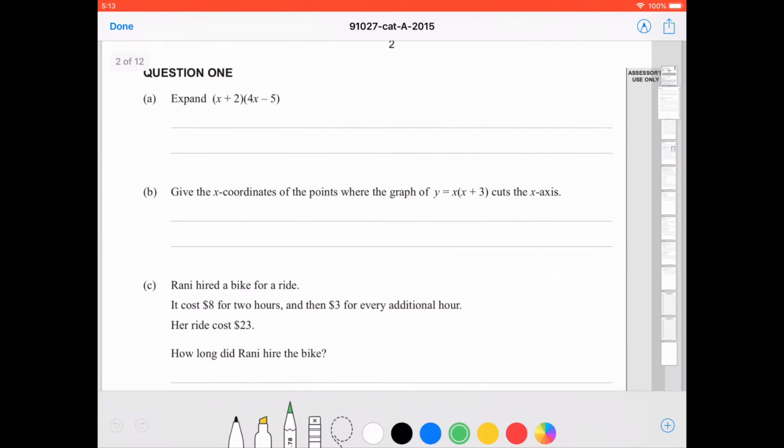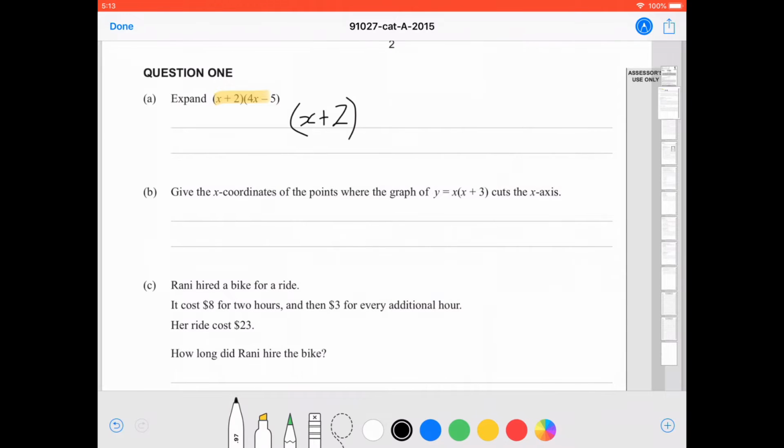So, question 1. We've been asked to expand these two brackets, x plus 2 times 4x minus 5. So we've got x plus 2 and 4x minus 5. A fairly gentle expansion question here to start us off.